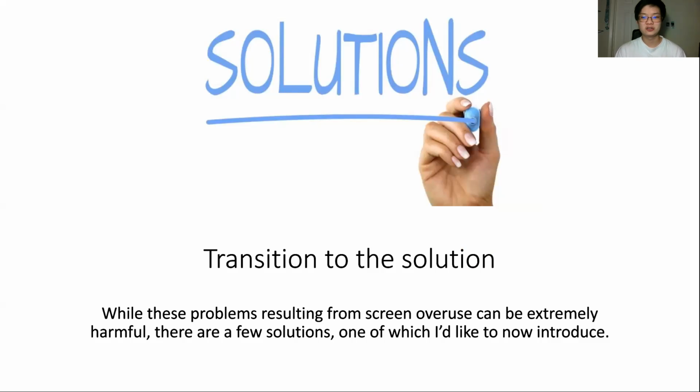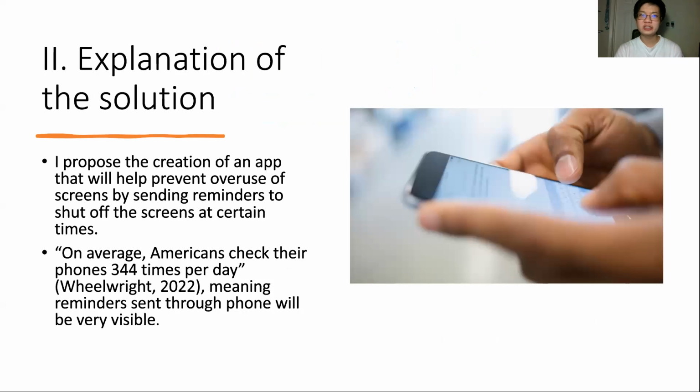While these problems resulting from screen overuse can be extremely harmful, there are a few solutions, one of which I'd like to now introduce. I propose the creation of an app that will help prevent overuse of screens by sending reminders to shut off the screens at certain times.